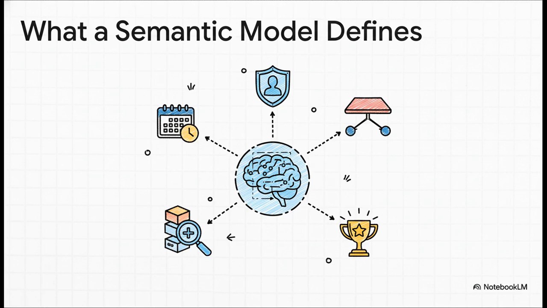So this is where you define how your tables connect to each other. It's where you define what your key metrics, like total revenue, actually mean. It's how you set up hierarchies so you can drill down from a year to a quarter to a month. And critically, it's where you define who is allowed to see what data.